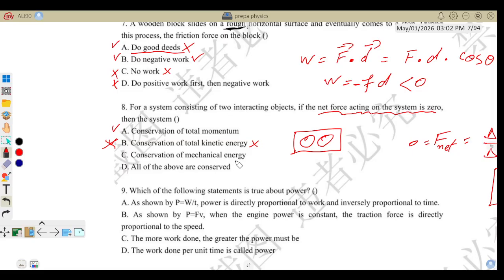Conservation of mechanical energy is true if the system is under the action of forces that are conservative. If all forces acting on the system are conservative, in that case the mechanical energy would be conserved as well. B and C are not correct. That means D is not correct. All of the above are conserved? They are not. All that is conserved here is the total momentum.